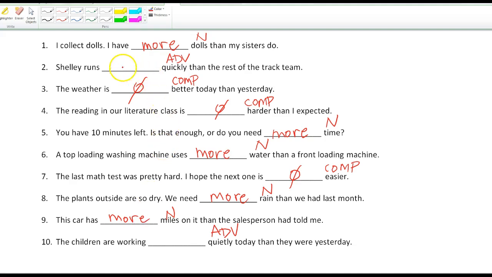Okay, now let's look at adverbs. Shelley runs more quickly. The children are working more quietly. Okay, so the idea with more, we're doing comparatives. And we cannot use more in front of a comparative. And that's it. I think this is pretty easy.